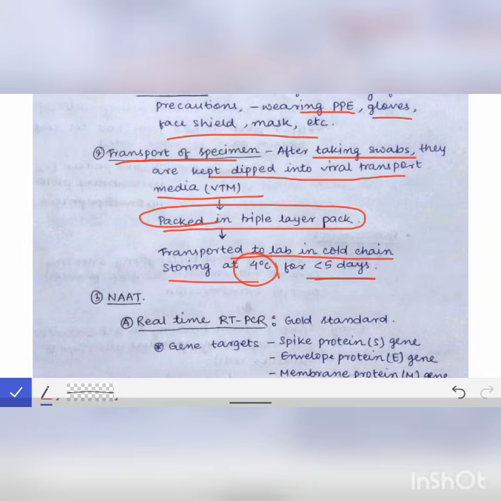If we want to store the specimen for more than 5 days, we have to store it at a much lower temperature, like less than 4 degrees C. Okay, so generally we keep it at 4 degrees C, and we transport the specimen to the laboratory within 5 days.